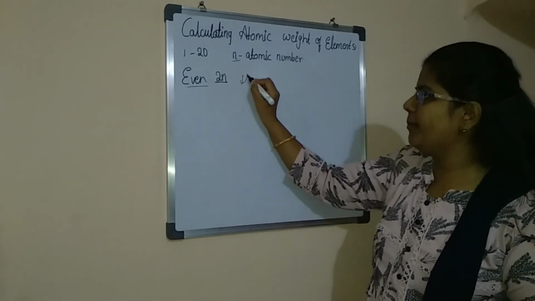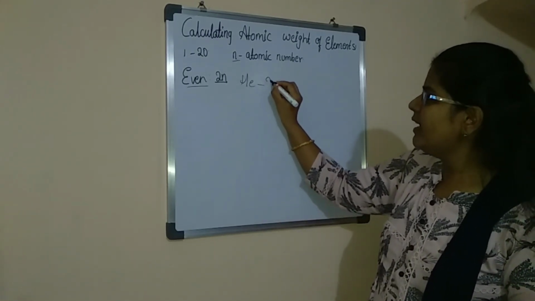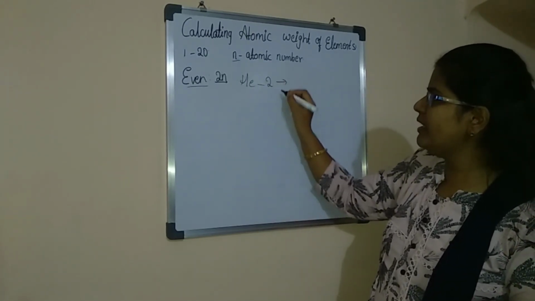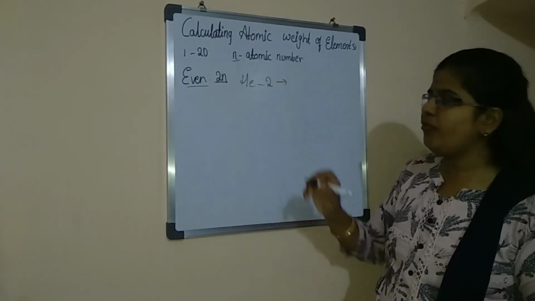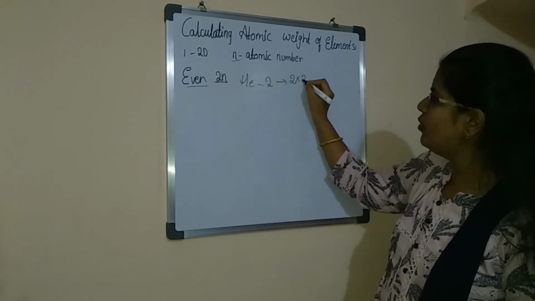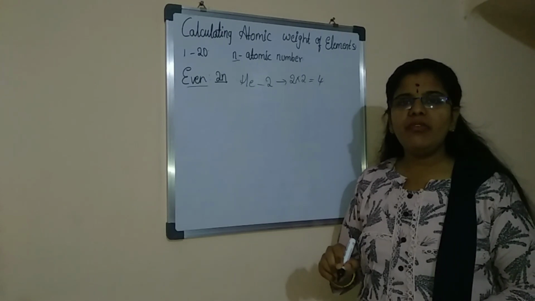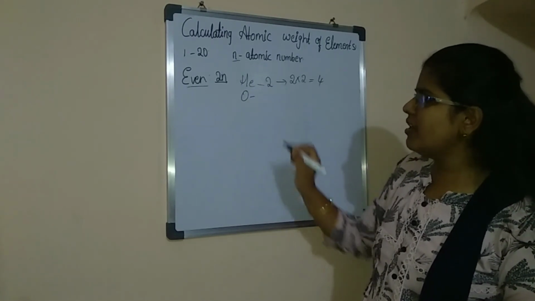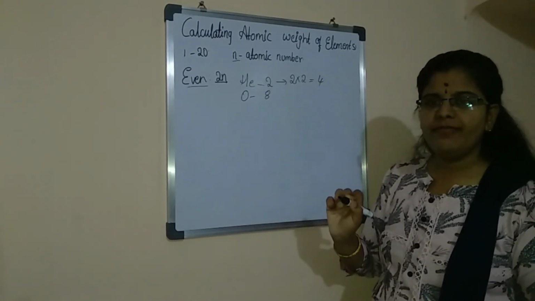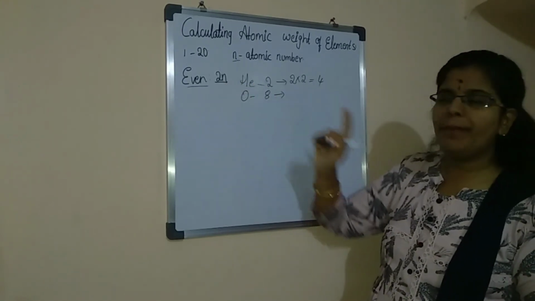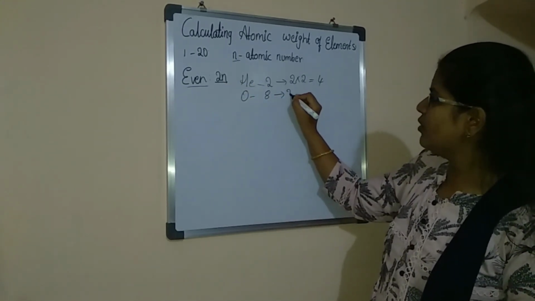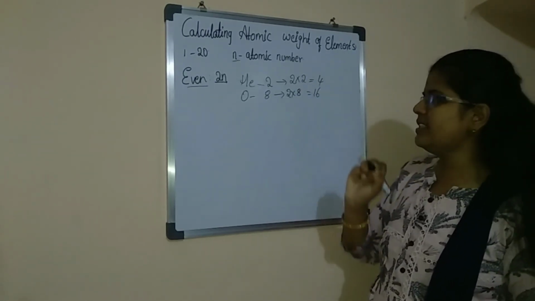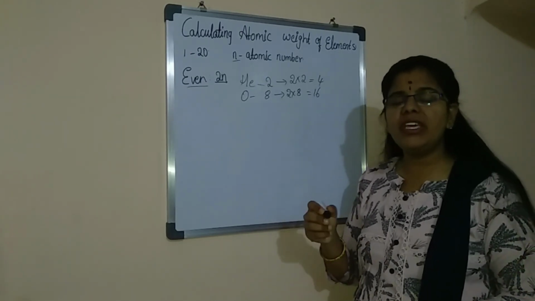Let us take helium. Helium is the second element, so its atomic number is 2. To find the atomic weight, we apply the simple formula, 2 into 2, which is 4. So the atomic weight of helium is 4. Next, oxygen. Oxygen's atomic number is 8. Apply the same formula, 2n, so 2 into 8 is 16. So 16 is the atomic weight of oxygen.